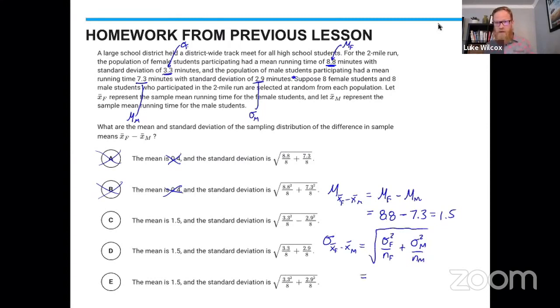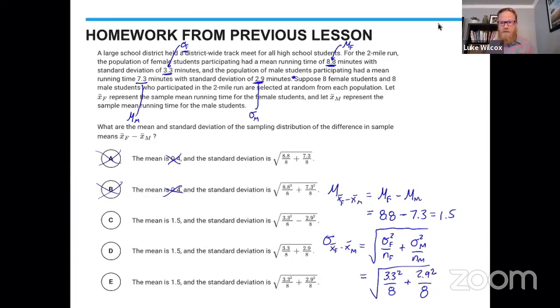Well, now I just have to plug in the values that were given to us in the problem. So it's going to be the square root of the standard deviation for the females is 3.3 squared over the sample size of 8. And the standard deviation for the males is 2.9 squared over the sample size of 8.